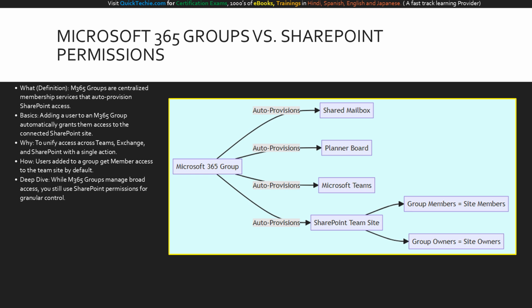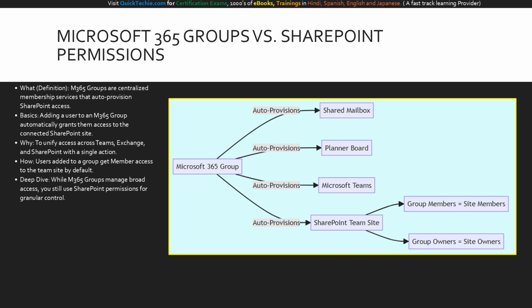This lateral graph is one of my favorites for explaining modern architecture. On the left, the Microsoft 365 group acts as the central engine. When you add a user to this group, follow the arrows. The group automatically provisions and grants access to a shared mailbox, a planner board, Microsoft Teams, and, most importantly for us, a SharePoint team site. You don't have to go to 4 different admin centers to grant access.